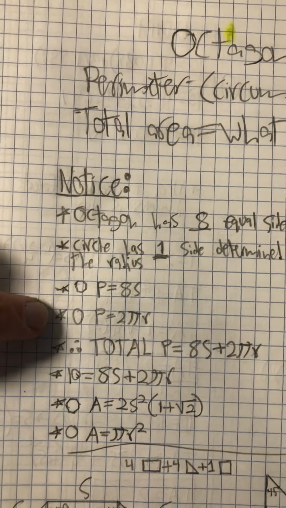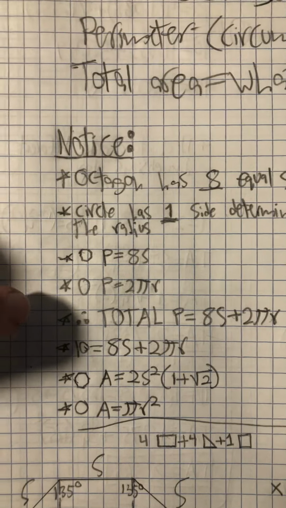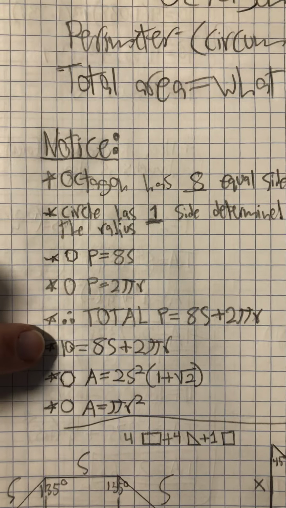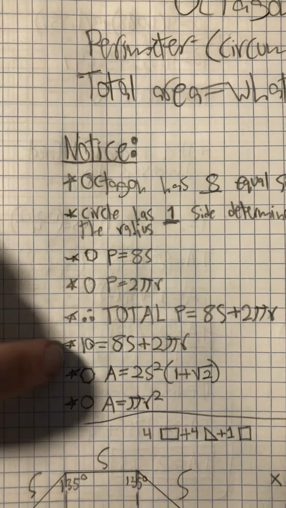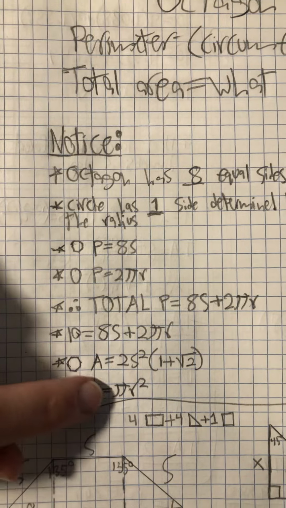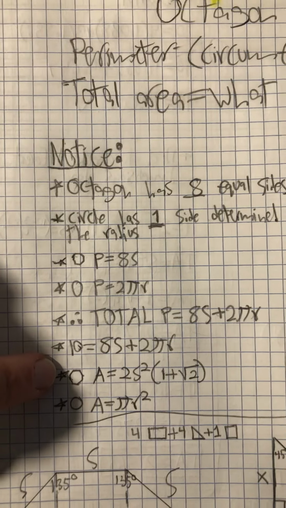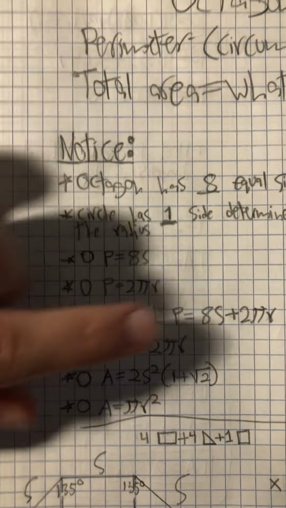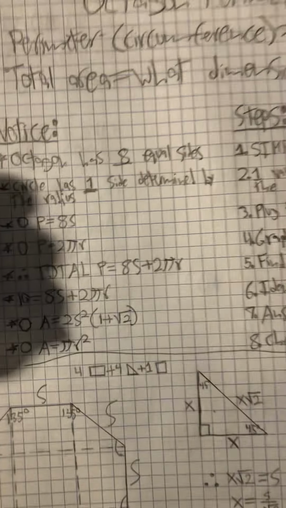I think we know that. So the total perimeter is 8s plus 2 pi r, or we could say 10 equals 8s plus 2 pi r. And then we're going to say the circle area is pi r squared. Everyone should know that. And the octagon area is 2s squared times 1 plus root 2. I'm going to explain that real quick.